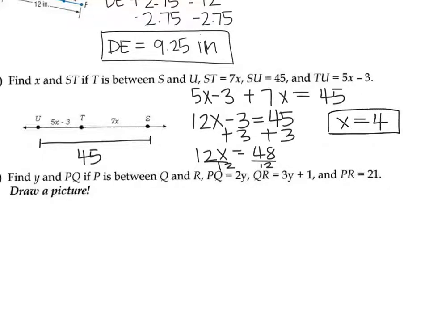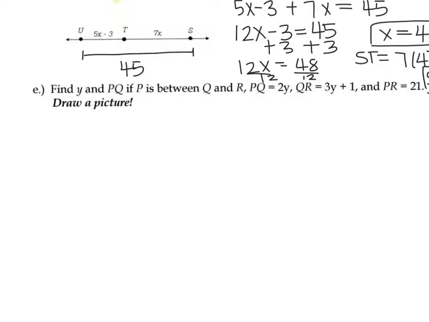So we have solved for one part of the problem. But remember, this says to also find the length of ST. So now that I know x, and I know that ST is 7x, I can do ST equals 7 times 4, which gives us ST equals 28. And we don't have units on this problem, so it's fine that you don't include them in your final answer. So we had to solve for two things. We know x equals 4 and ST is 28.